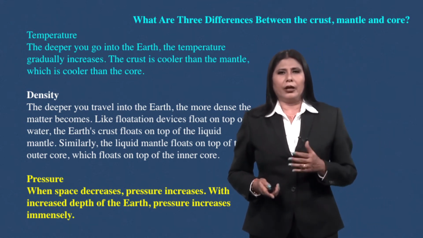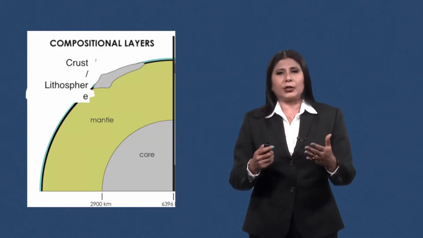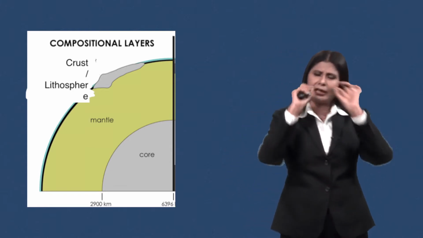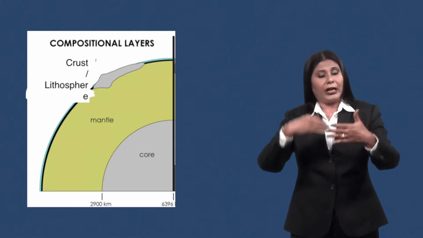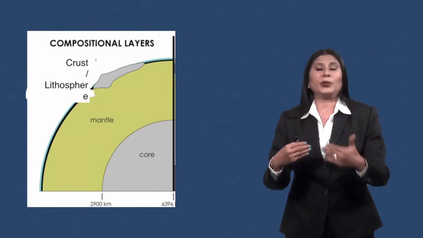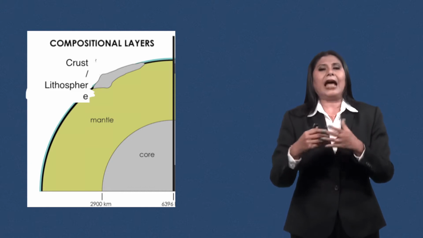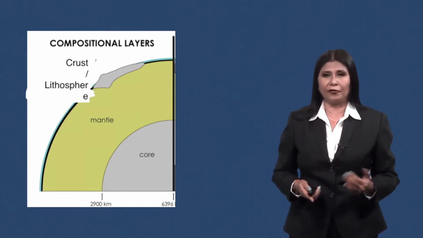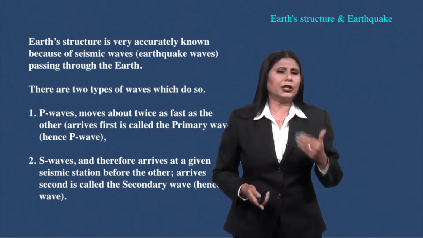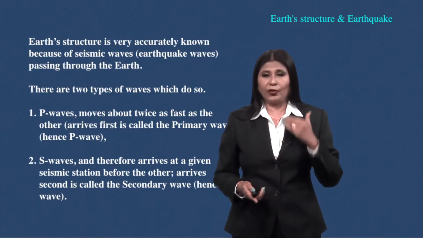Based on that, we have one very thin crust called the lithosphere. We have another layer just below that called the mantle, and the innermost layer is called the core. Now, we have this information. How does the earthquake give us this information? It is very, very important.